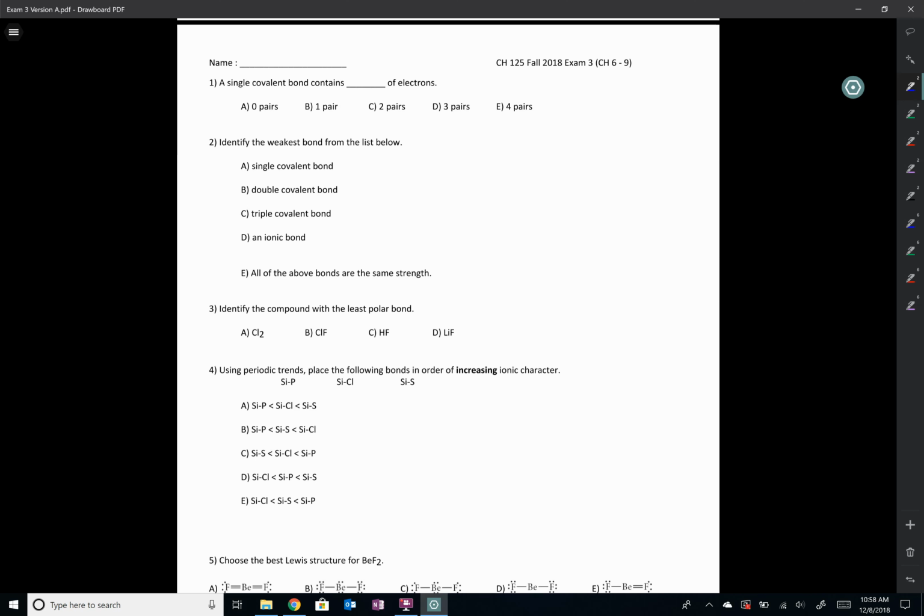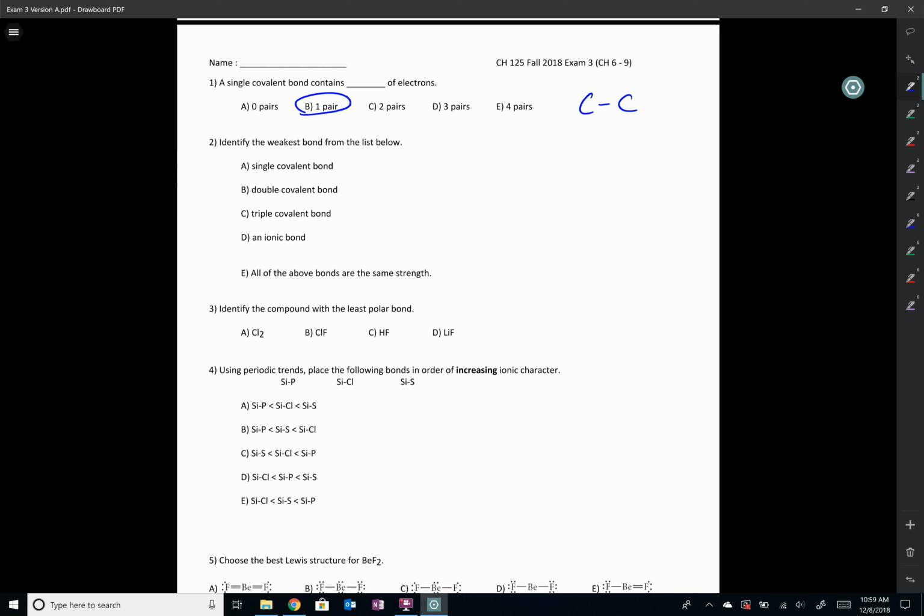So a single covalent bond contains blank electrons. Right? So every bond, whether sigma or pi or single or double or triple, each, let's say, line that we use to represent a bond, so if I have a carbon bound to another carbon, each line that we use to represent a bond represents a pair of electrons. So a single covalent bond represents one pair of electrons.